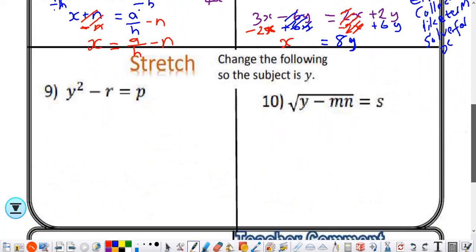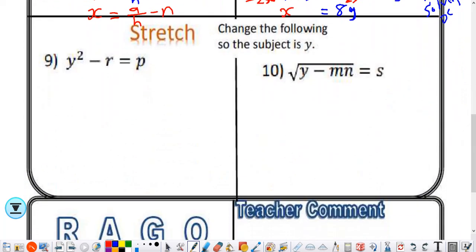Okay, the stretch. Again, only slightly more difficult because we've got some index terms in there. So we've got a square and we've got a square root, but the process is exactly the same. I need to make y the subject on these two. So again, I'm going to do the first one in the onion method and the second one in the balancing method.